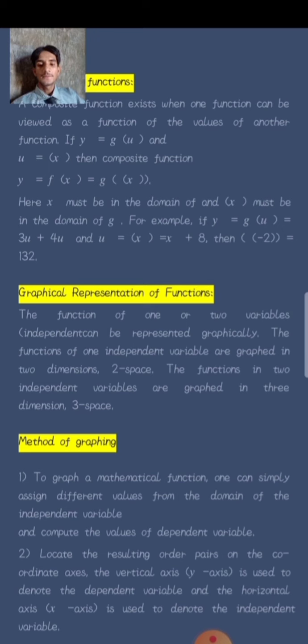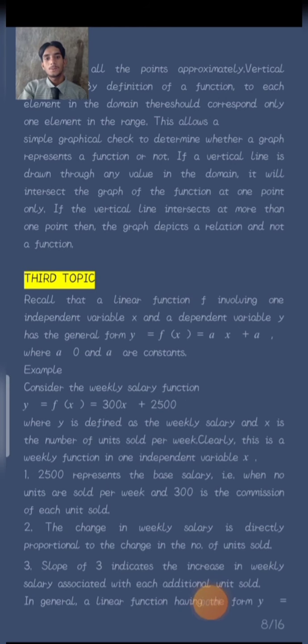Method of graphing. Number one, to graph a mathematical function, we can simply assign different values from the domain of the independent variable and compute the values of the dependent variable. Number two, locate the resulting ordered pairs on the coordinate axis. The vertical axis, the y-axis, is used to denote the dependent variable and the horizontal axis is used to denote the independent variable. Connect all points appropriately.